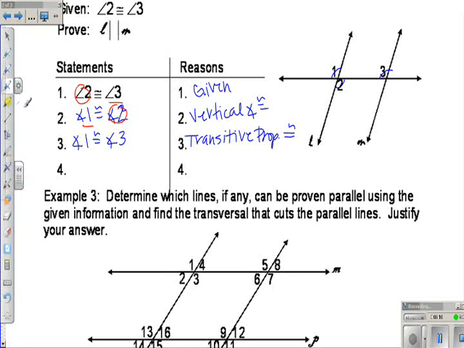Okay. Now, since angle 1 and angle 3 are congruent, and we know that they are corresponding angles, we know that line L is parallel to line M, or N, because when corresponding angles are congruent, then that implies that the lines are parallel. Okay? That's your converse of corresponding angles theorem, and you can just say when corresponding angles are congruent, the lines are parallel.